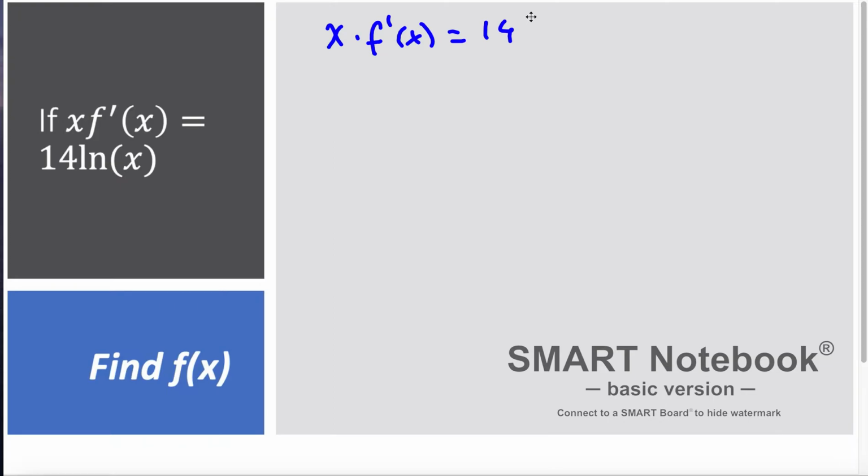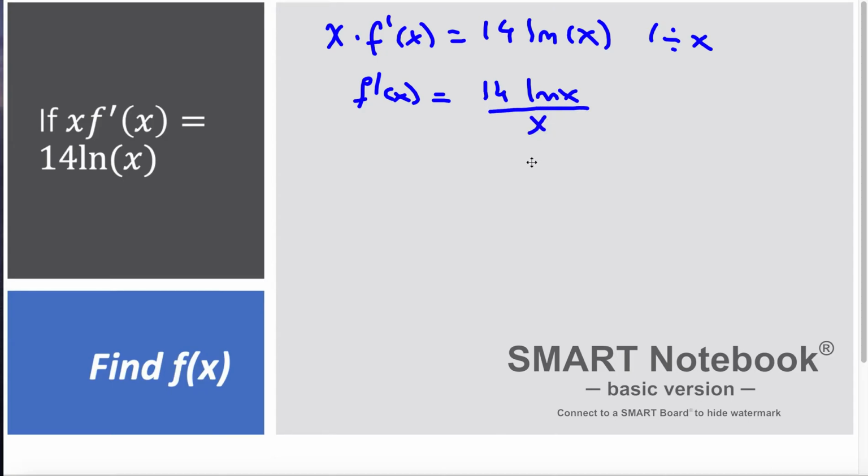Here in this equation we can divide everything by x. When we divide everything by x, we have the derivative of f of x is going to be 14 ln x divided by x. And now this derivative or differential we can write as d of f of x divided by d of x. And this is equal to 14 ln x divided by x.